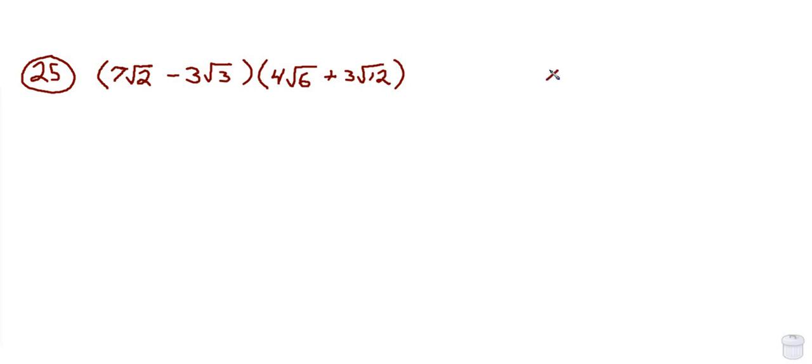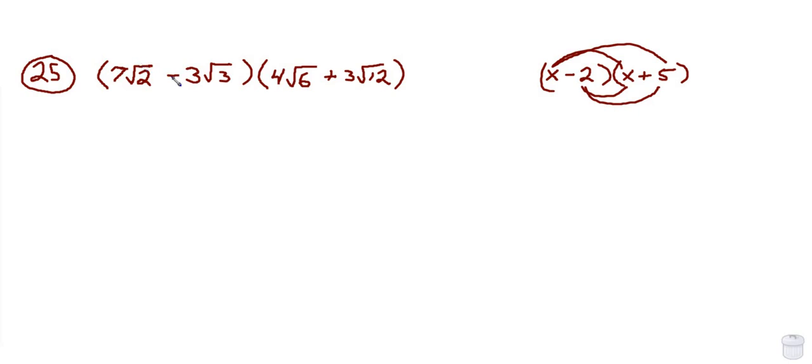Remember, something like x minus 2 times x plus 5. You have to distribute the x with the x and the 5, and then distribute the negative 2 with the x and the 5, and you add all those terms together. We're going to have to do the same thing with this over here.